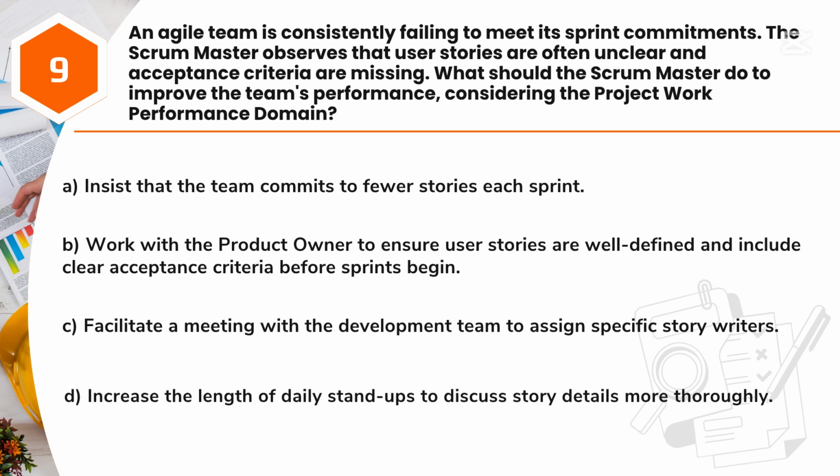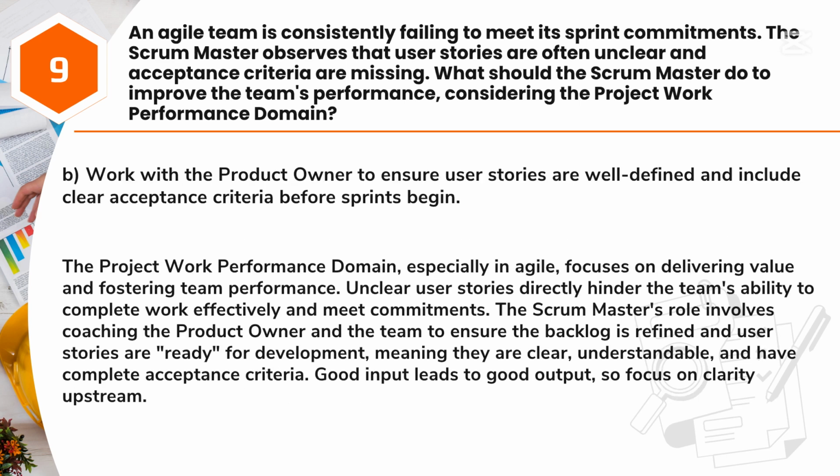A. Insist that the team commits to fewer stories each sprint. B. Work with the product owner to ensure user stories are well defined and include clear acceptance criteria before sprints begin. C. Facilitate a meeting with the development team to assign specific story writers. D. Increase the length of daily stand-ups to discuss story details more thoroughly.